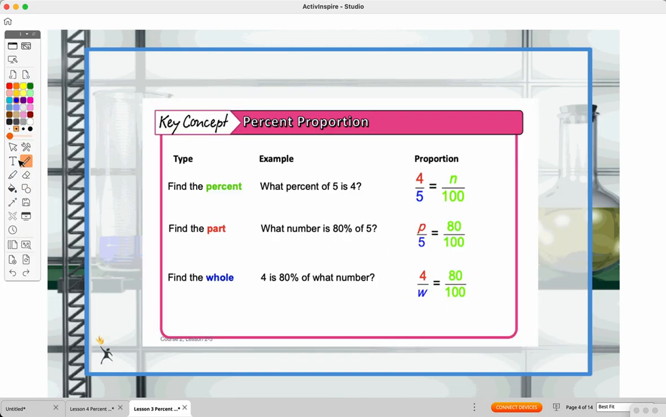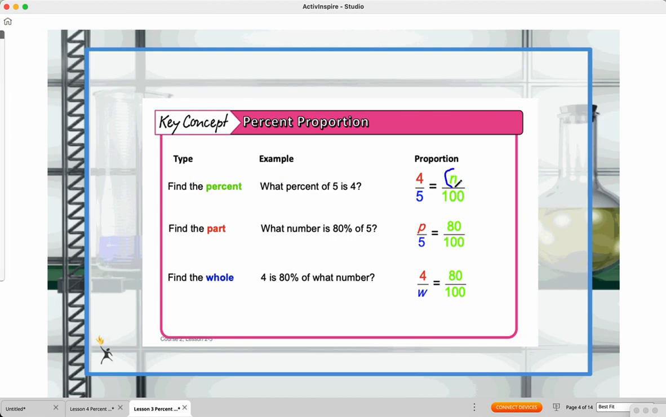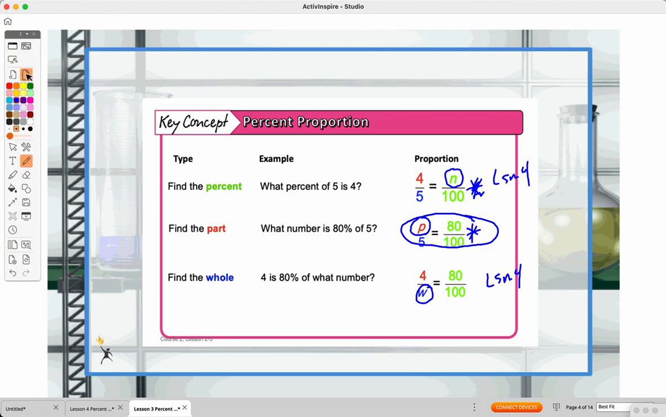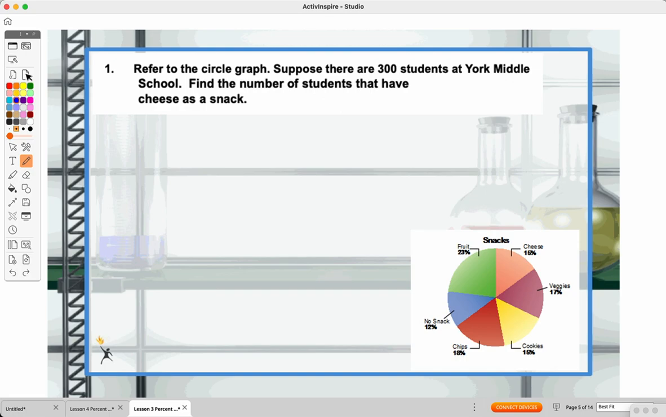There are 3 different ways I could ask this question. I could ask you to find the percent, then I'd be missing my percent. I could ask you to find the part of the number, like what number is 80% of 5, or I could ask you to find the whole of a number. Today we're going to focus on finding the part. We'll look at the others in lesson 4, and we could talk about percent equation. But we're going to focus on just getting used to finding the part today. So let's take a look at how we might do a problem like that.